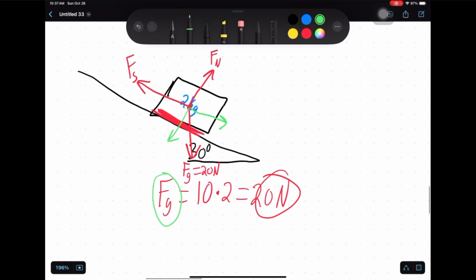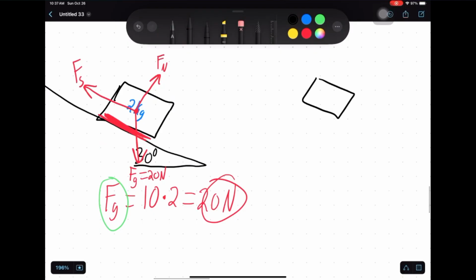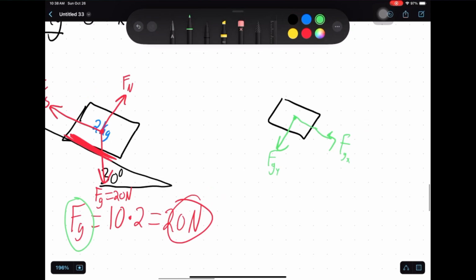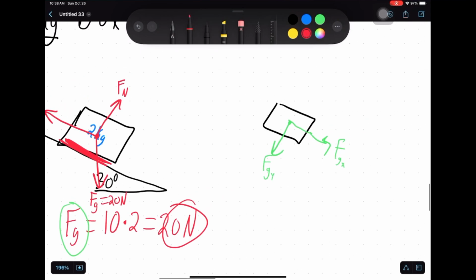Now, I'm actually going to draw that second free body diagram over here. Here is our box. We have force of gravity in the Y. And here's our force of gravity in the X. Now, we also have our 2 other forces. We're going to go ahead and draw them. This is force normal. And this is force of friction.